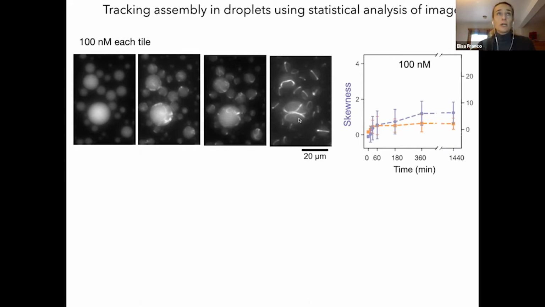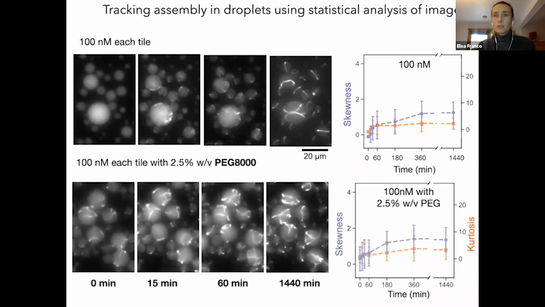For example, if you have everything left and nothing changes except we add PEG, which is a crowding agent. Because PEG essentially excludes volume, it forces assembly to progress faster. So if we compare images, we can clearly see that nanotubes assemble sooner. But if we want to look across a variety of droplets and just do statistical analysis, what we can do is use skewness and kurtosis.